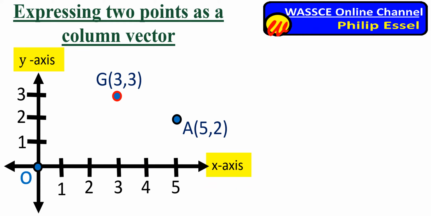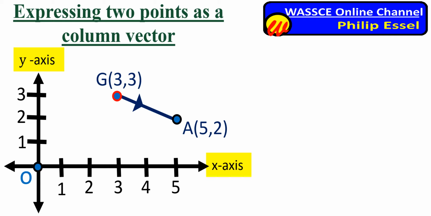Now, if I ask you to use an arrow diagram to show the vector GA, how will you do this? Let me give you a clue. The vector GA begins from the point G and ends on the point A. So how will you do this? Using an arrow diagram. Well, this will be the vector GA. Remember, the vector GA begins from G and ends on A. That's the vector GA.